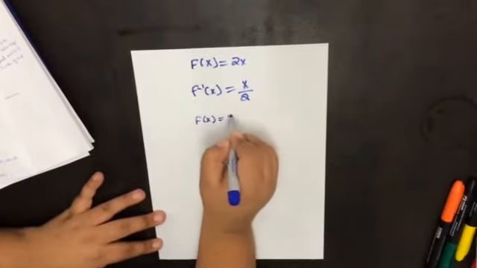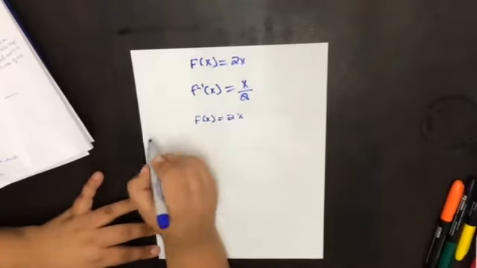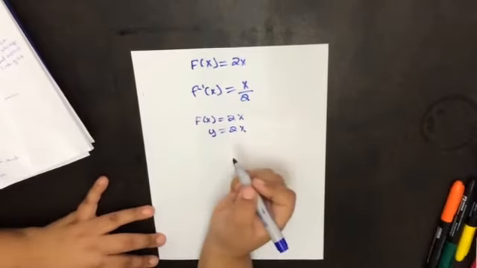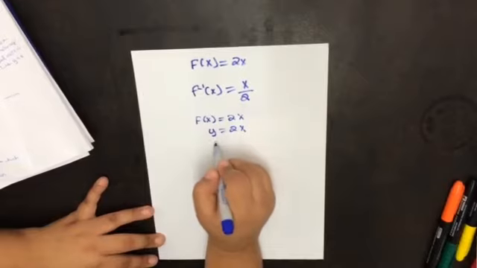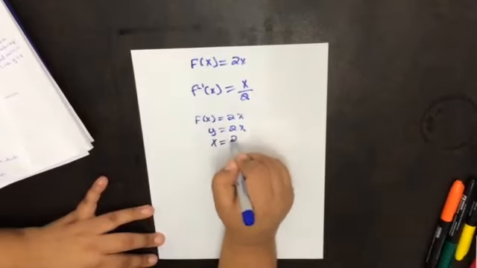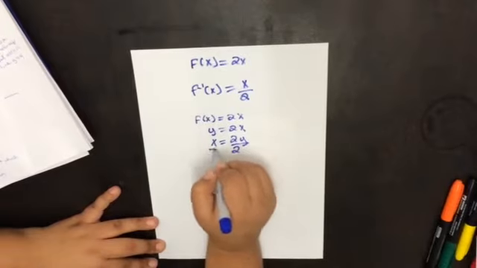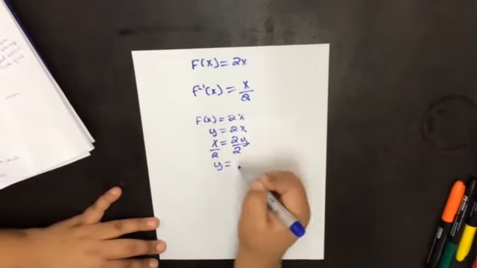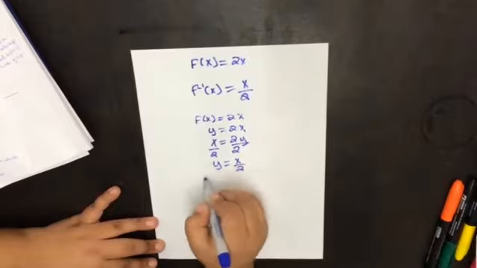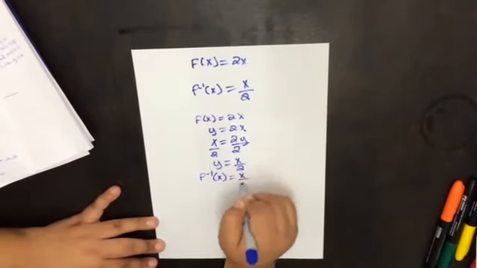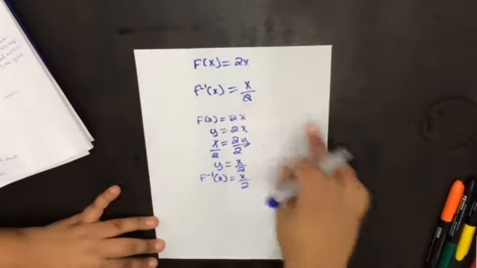f of x equals 2x. So we want to rewrite it as y equals 2x. Then we want to switch x and y. So now we have x equals 2y. And now we want to solve for y. So divide by 2, divide by 2. So y equals x over 2. So our inverse function is x over 2. As you can see, we got the same answer.